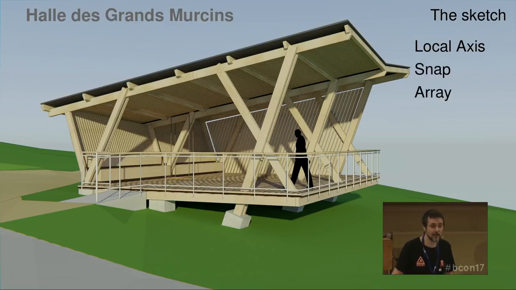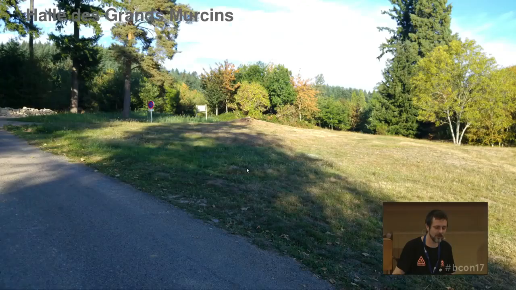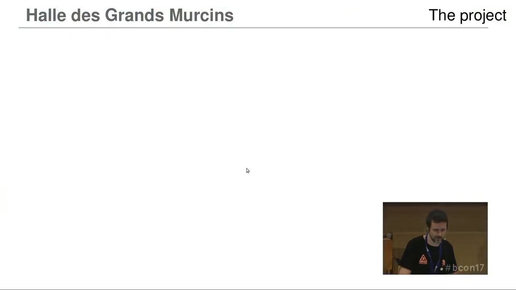And I use a lot of snap, of course, and a lot of array. I think most of the project here is made of arrays. This is an array, this is an array, this is an array. This part is an array too, with a curve modifier. Curve is very efficient. I should not have touched this.